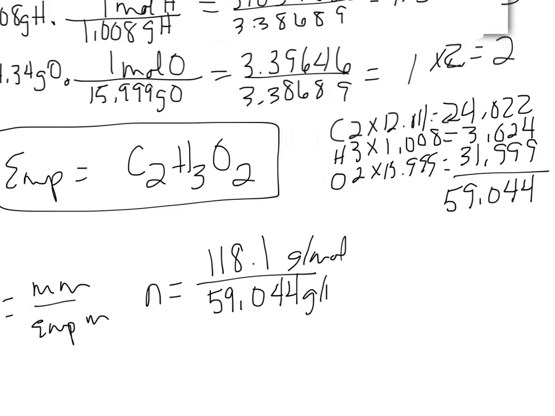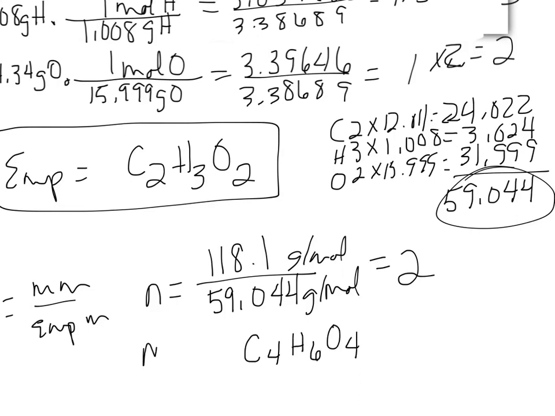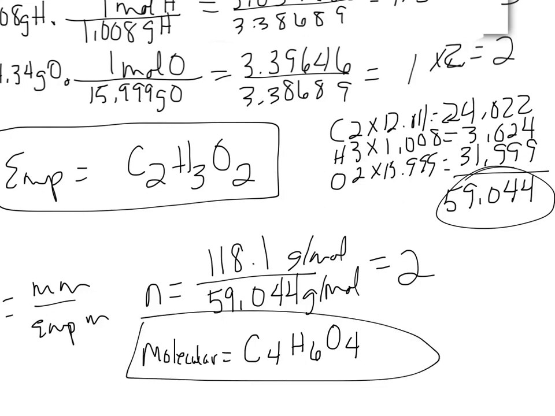Finally, it's still grams per mole. This one, grams per mole. So what do I get? Can you see it? You get almost exactly 2. So now I take this 2, finally, that I got right here, and I multiply it by this to get my molecular formula. So that would make it C4H6O4. And then I'm going to put molecular. And that's my other answer. So, not very hard, just time consuming.